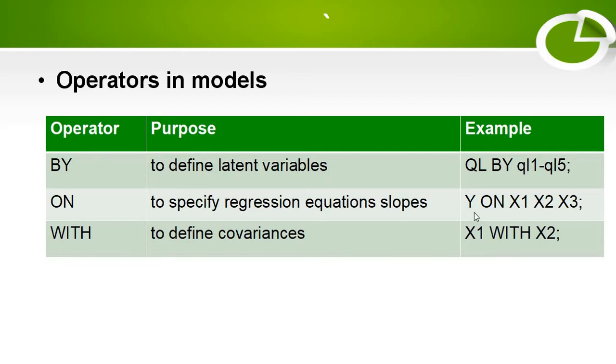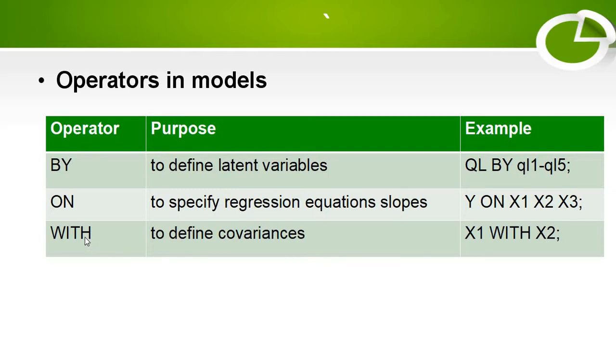For example, when you type y ON x1 x2 x3 semicolon, what does it mean? It means the equation has 3 predictors x1, x2, x3 and one outcome variable, that is y. In other words, y is the dependent variable, and x1, x2, x3 are the independent variables. You can write multiple equations also, but at the end of every equation, you put a semicolon.